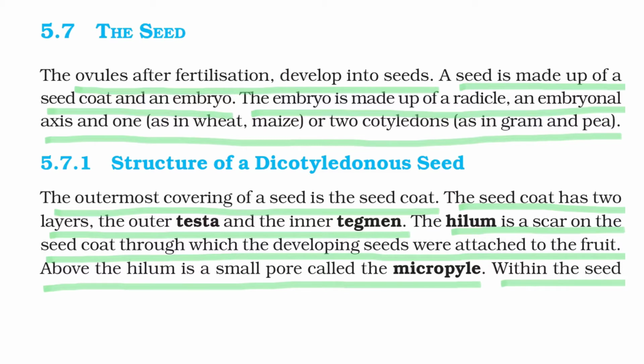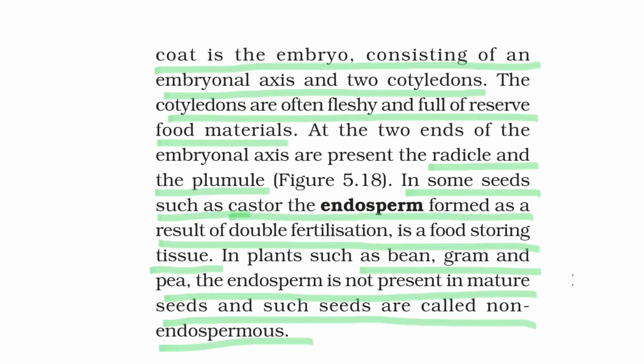Now inside the seed coat, the embryo consists of the embryonal axis as well as two cotyledons. So we will learn about them. The cotyledons are often fleshy and full of reserve food material, as I have told you earlier. At the two ends of the embryonal axis, the radicle and the plumule are present. From the radicle the root system develops, and from the plumule the shoot system develops.